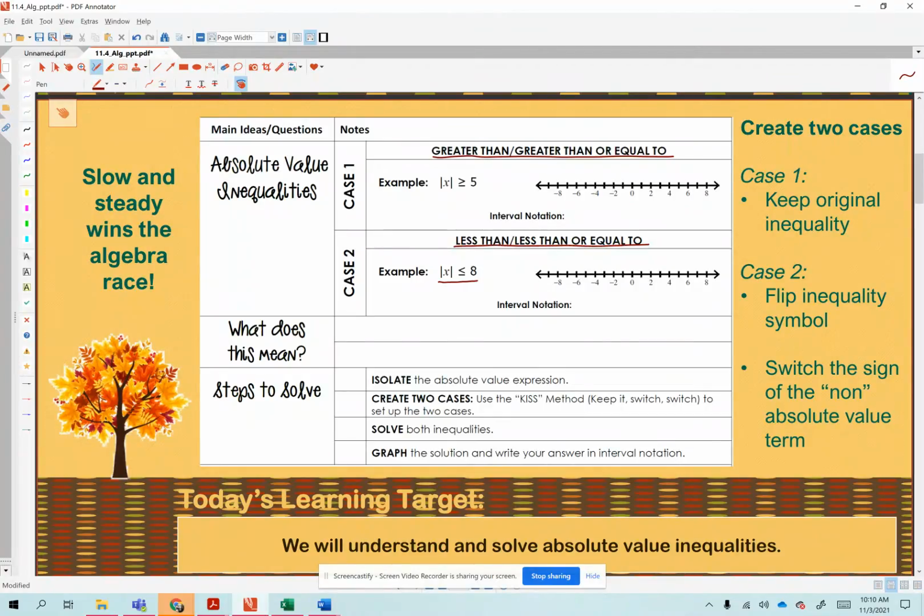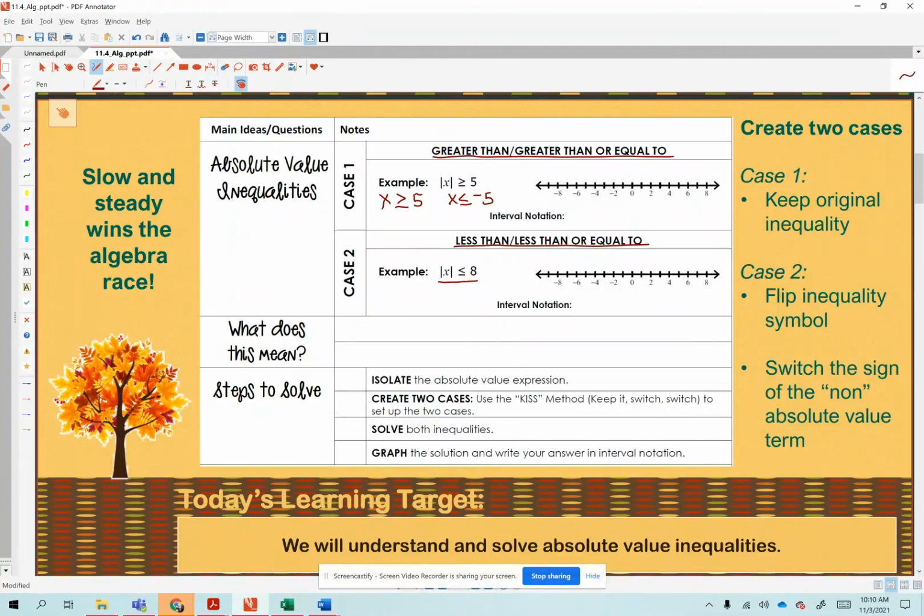To solve these, let me go through this. Remember, we're going to make two cases. First, we isolate the absolute value. Then we make our two cases. X is greater than or equal to 5. And then in our second case, x is less than or equal to negative 5. Now these are already solved. We've already got our x value isolated. So we're talking interval notation and graphing.